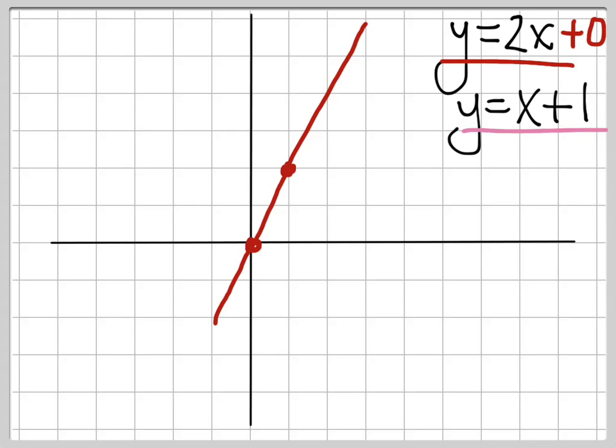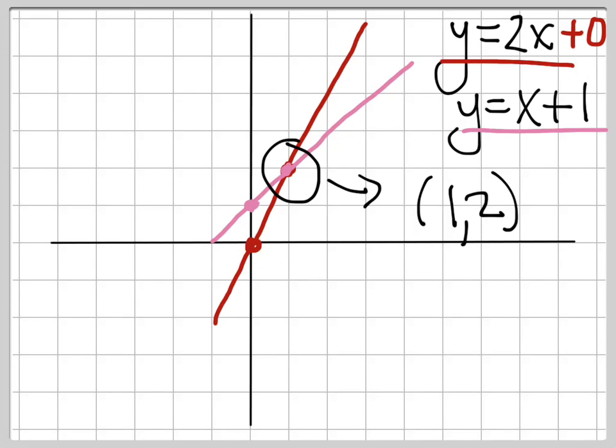Now let's graph y equals x plus 1. Again, we need the y-intercept. The y-intercept is 1, so we put a point at 1. And what else do I need? I need the slope. The slope is also 1. It tells me when I move up 1, I move right 1. Well, we can see what just happened. The 2 lines intersected at this point. The value of that point is (1, 2), which tells me that the x-coordinate is 1 and the y-coordinate is 2.